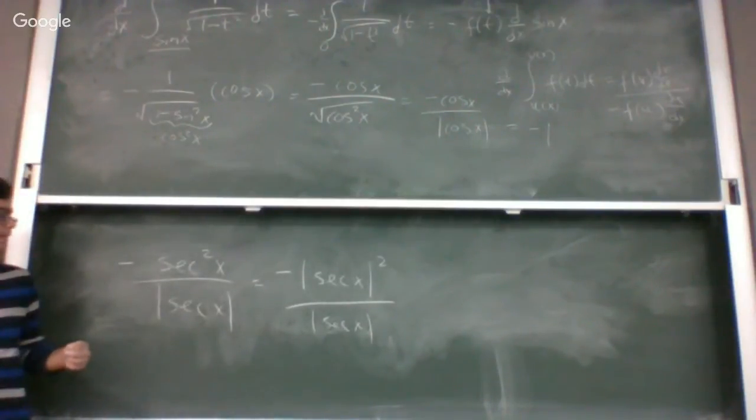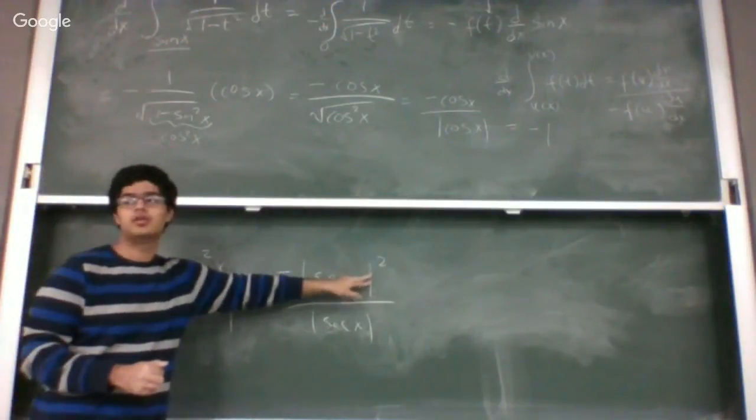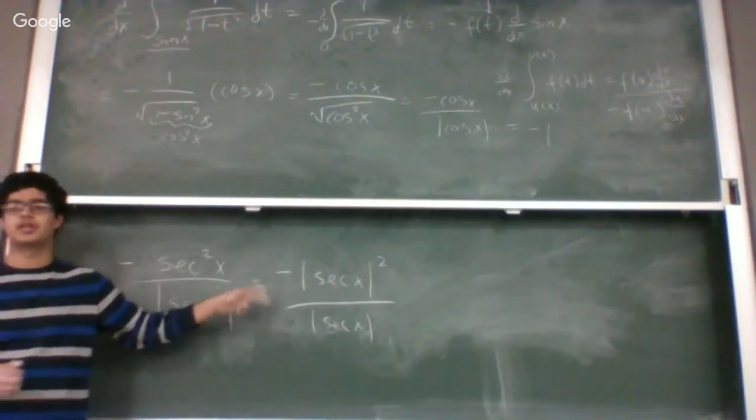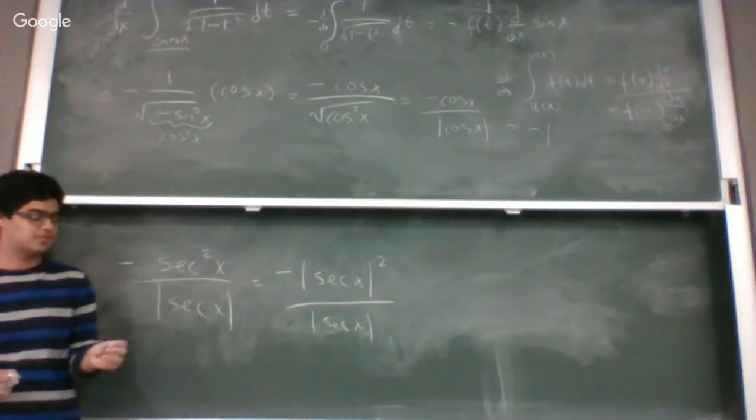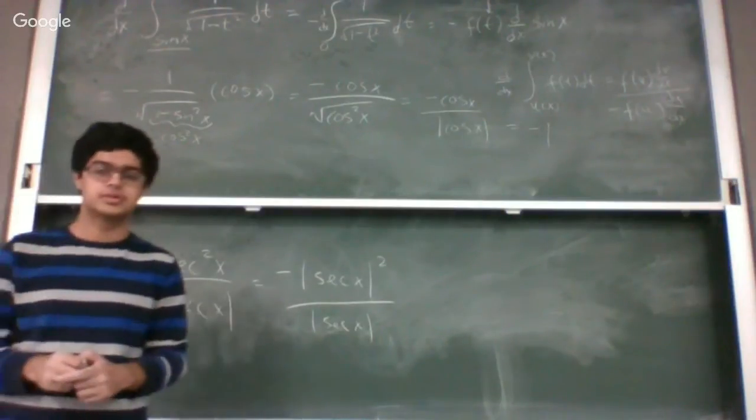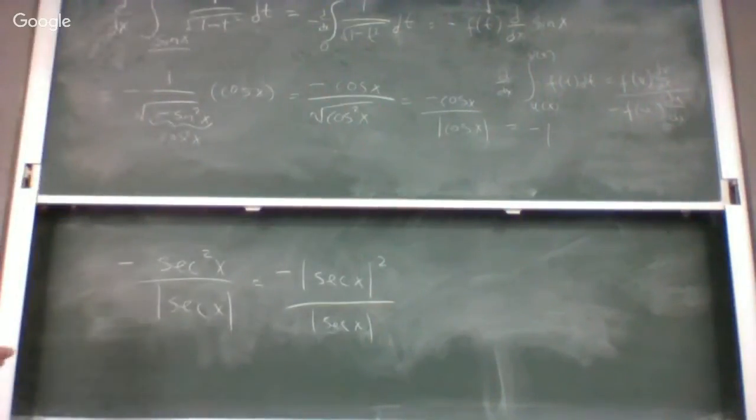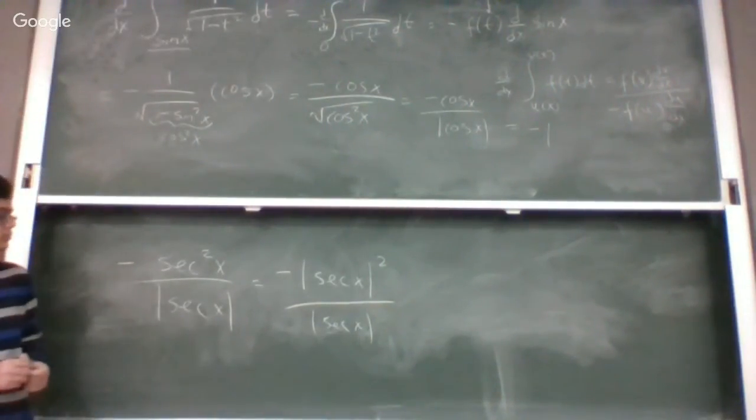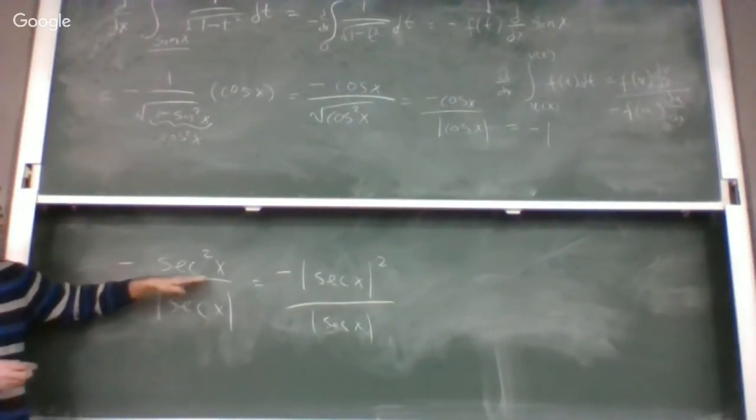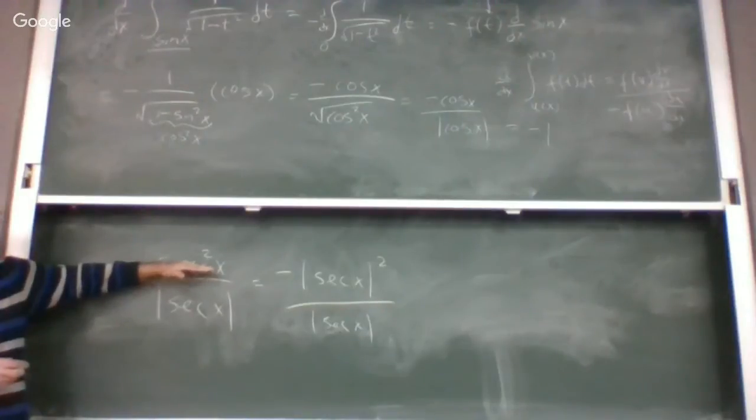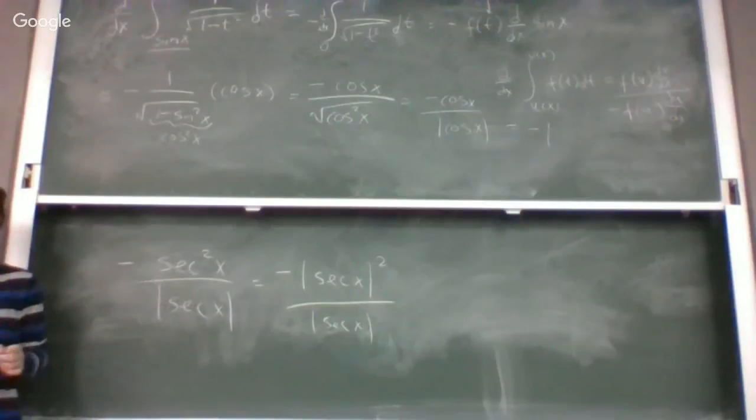Because in the end, it always has to be positive, right? So that's why we need absolute values in order to cancel. If this needs to always be positive, something squared, so secant squared of x always needs to be positive.